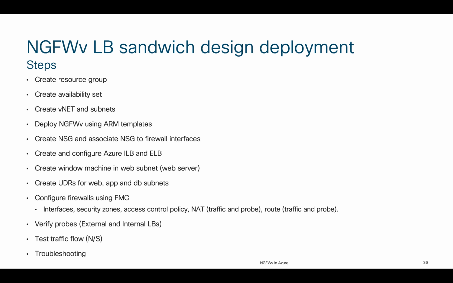Once I'm done with the NSG configuration, I will create and configure the internal load balancer and external load balancer. When I talk about load balancers, I'll configure probes, load balancing rules, and front-end IP. So I'll show you end-to-end configuration of load balancers as well. Then I will deploy a Windows machine in my web subnet so that I can show you traffic flow as well. I will create UDRs for the web, application, and database subnets. I will associate UDRs and add routes to the UDR, so you will get a full understanding of how to attach a UDR to a subnet, how to create routes, and do everything.